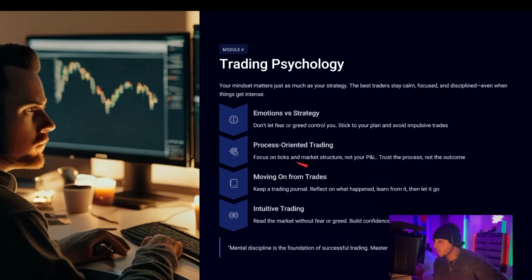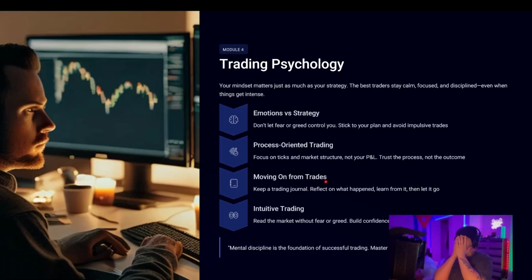Market structure is where the market's moving. Is the market moving up or down? Why is it moving up or down? Does it make sense for me to place an order that says it's going to go up or down, right? So focus on market structure and not your P&L. Trust that process, not the outcome. Trust your strategy.